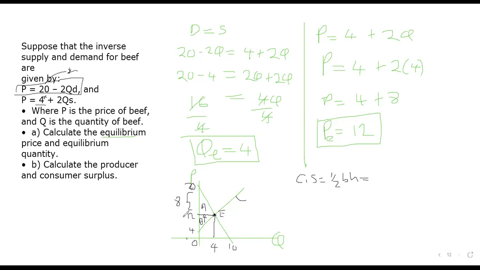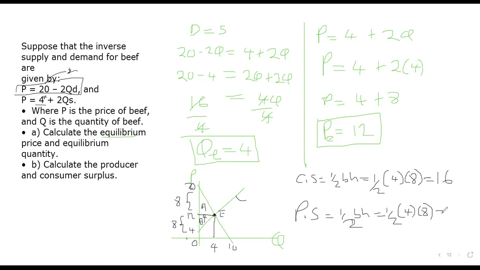Then even here, we have 8, right? Yeah. So here we have half times what? 4 times 8. What do we get? So giving us 16. Right, and the producer surplus? Producer surplus is the area of triangle B, which is the same formula. The base is the same, and the height is the same. So that gives us 16.